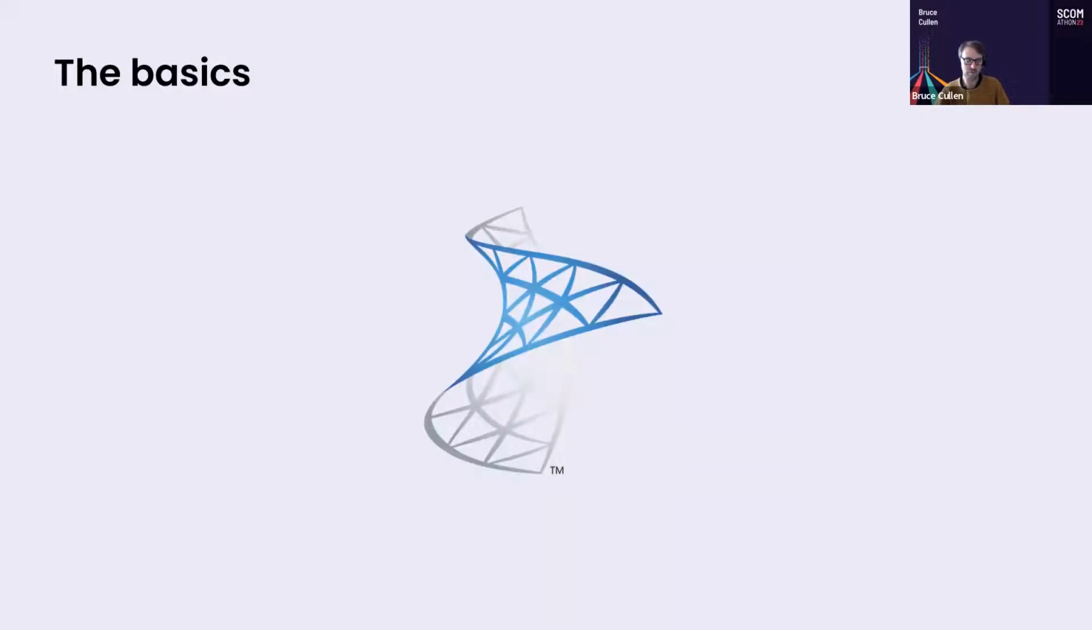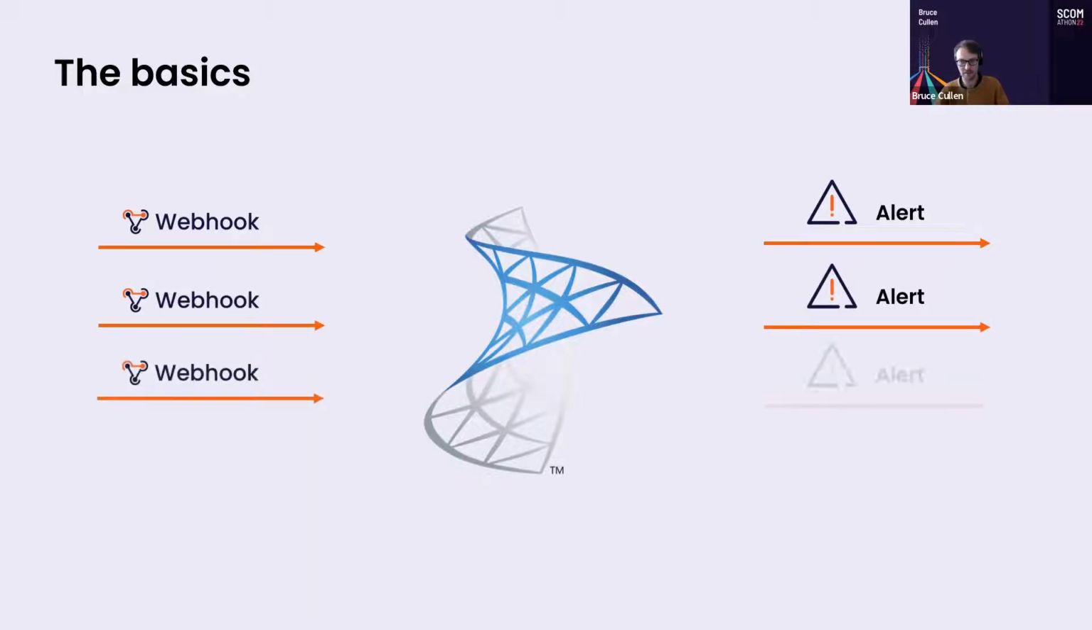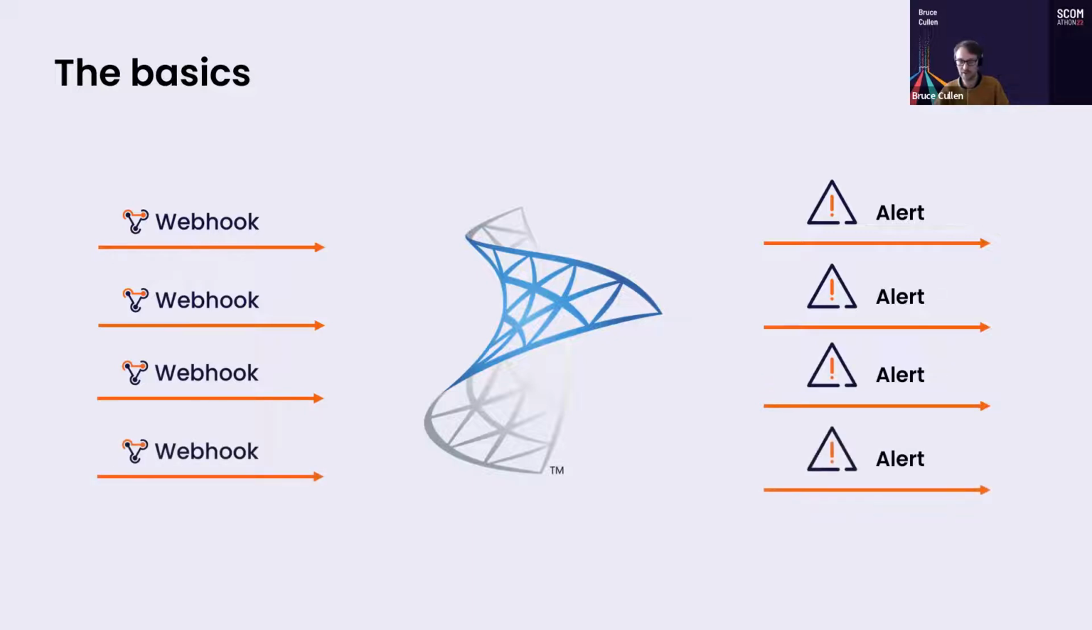So let's start with the basics of what we're going to show. At the nub of it, essentially, we have SCOM in the middle. We have webhooks that we're going to be sending into SCOM to our Connection Center management pack, and we're going to be getting alerts out the other end every time a webhook is received. It's really simple in principle, and at a high level, that's what it does.